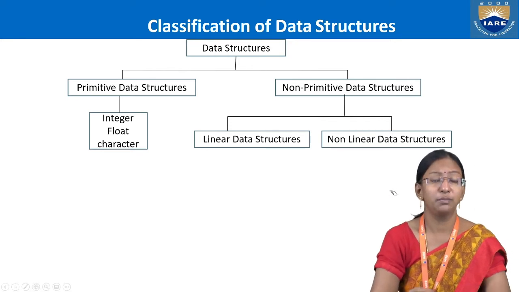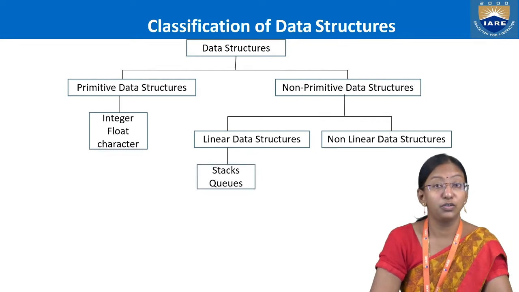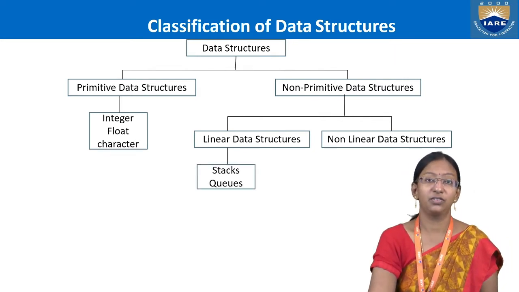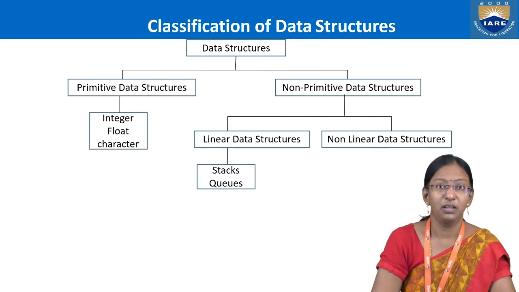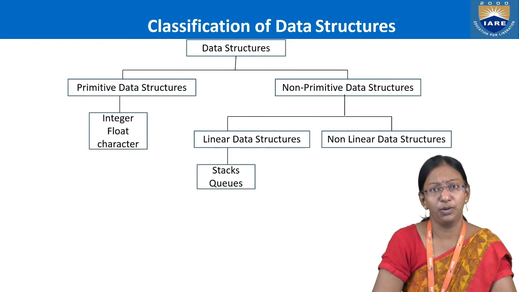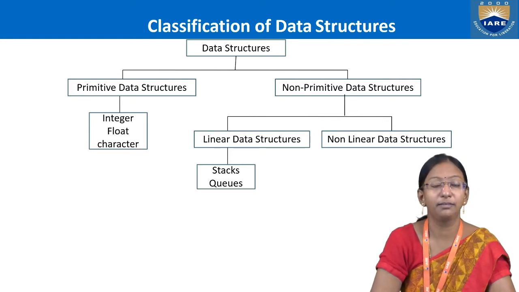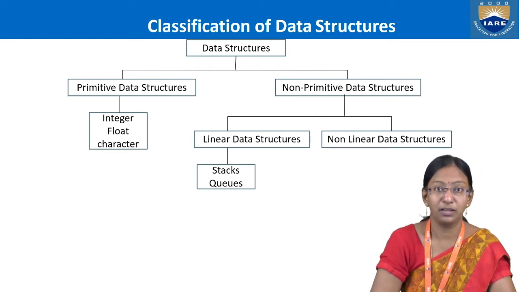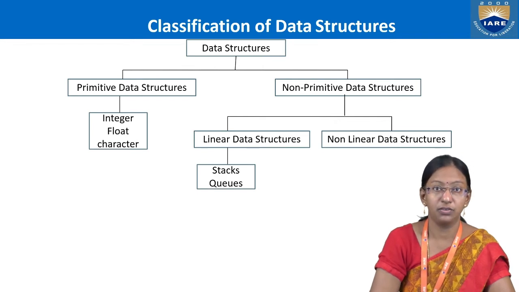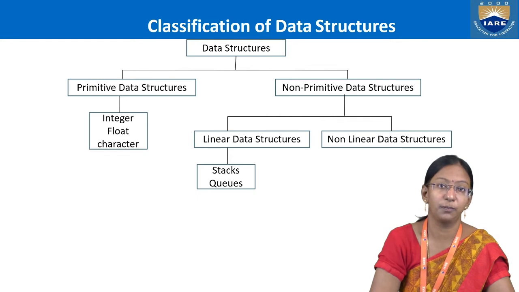Then how many types of linear data structures are we going to learn? Stacks and queues. These are the two basic linear data structures that we are going to learn in our coming classes. What do you mean by stack and what do you mean by queue? We are going to see all these things in our coming classes. But remember one thing, stack as well as queue are linear data structures, meaning data is stored in contiguous memory locations.